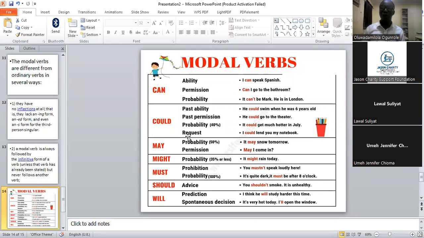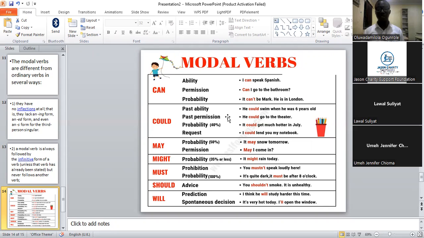So don't forget, let me do a recap because of our time. I have told us that the modal auxiliaries, you cannot use them alone in a sentence, but you must always use them with a lexical verb in the same sentence so that they can assist that lexical verb. And as I said earlier, these modal auxiliaries change the meaning of the lexical verb we are having with them because they carry their own meaning. Can is used to express ability, permission, and probability. Could is used to express past ability, past permission, past probability, and request. May is used to express probability of about 50%, or you use it for requesting permission.